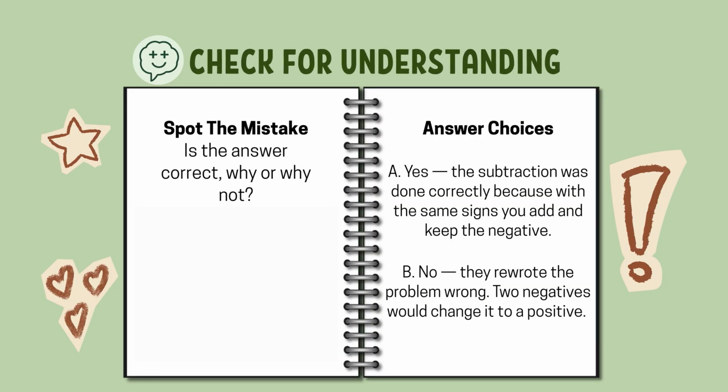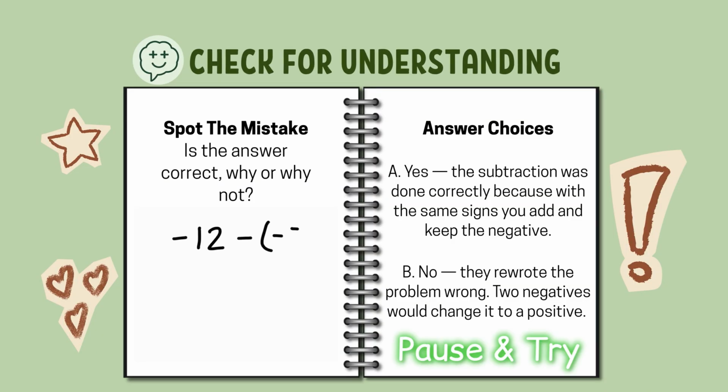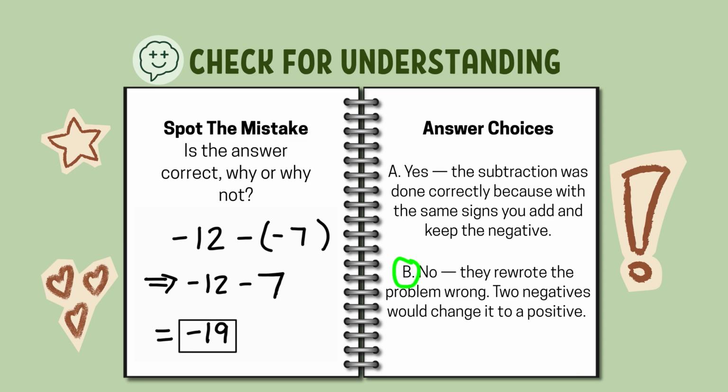Check for understanding. Spot the mistake. Is the answer correct? Why or why not? The answer choice is B. No, they rewrote the problem wrong. 2 negatives would change it into a positive. And by it, I mean the negative 7 would have been plus 7.